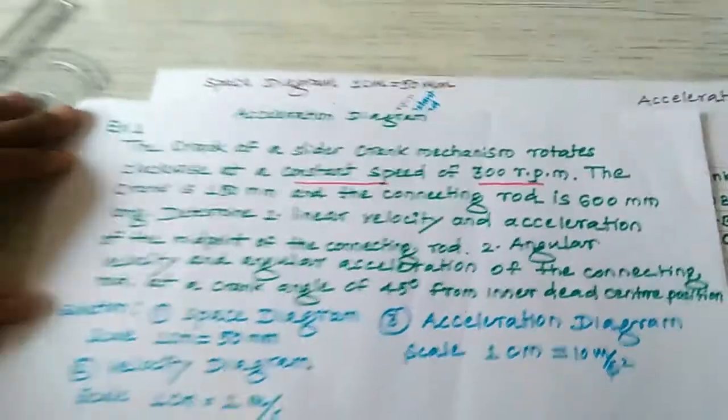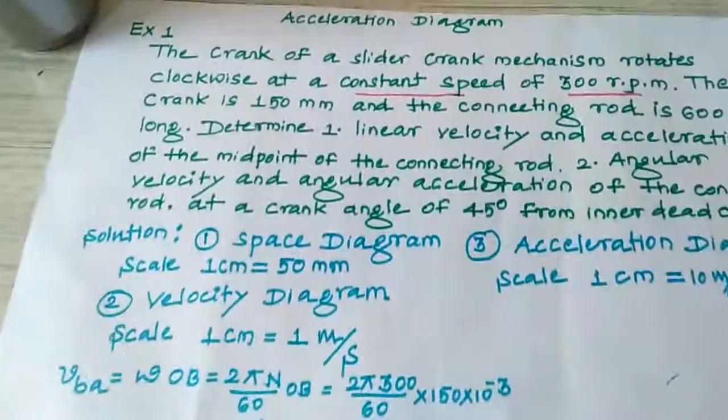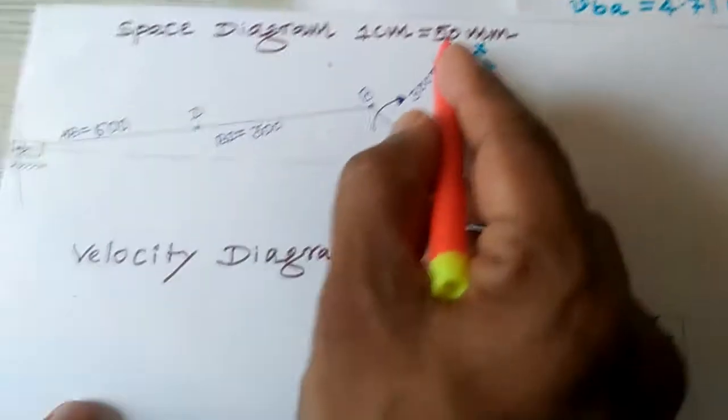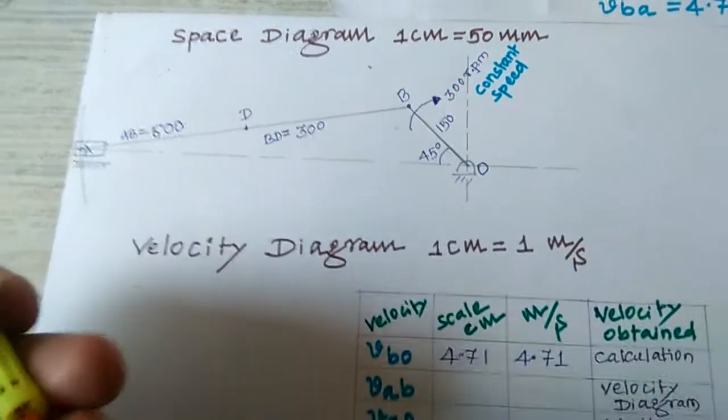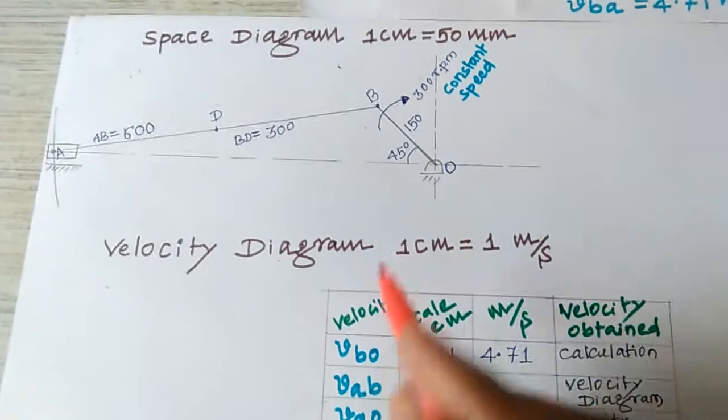Okay, then first you have to go for the space diagram. For the space diagram I will take a scale of 1 centimeter equal to 50 mm. I have drawn it already, that is the space diagram. To save time, it is a simple diagram.